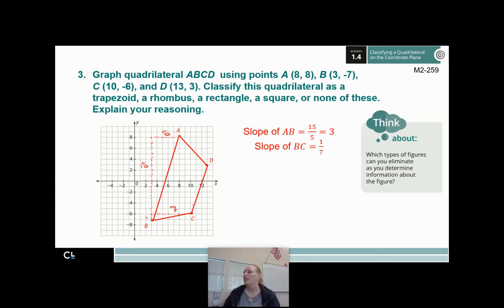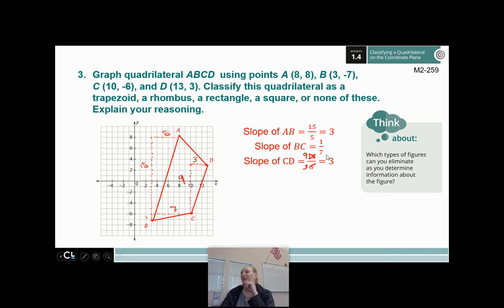So let's look at the slope of CD. To get from C to D, I'm going to rise 1, 2, 3, 4, 5, 6, 7, 8, 9. So I rose 9, and then I ran 3. So it looks like the slope of CD is 9 over 3. Oh, sorry, that says 15 over 5. That should say 9 over 3, which does simplify down to 3.